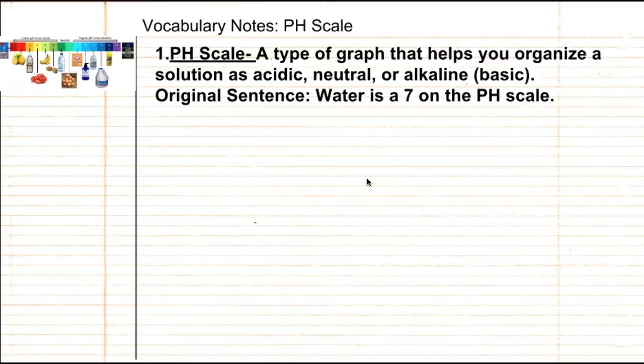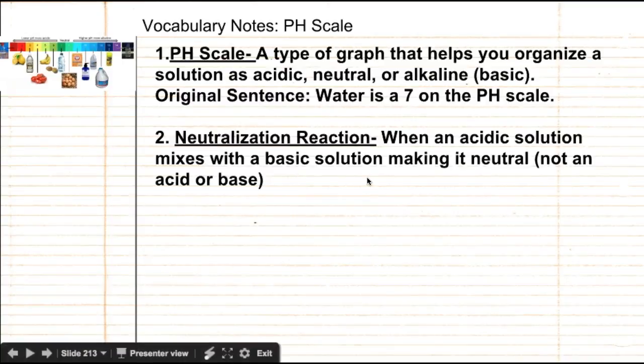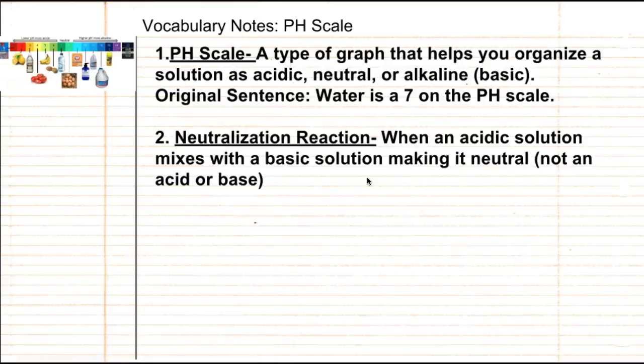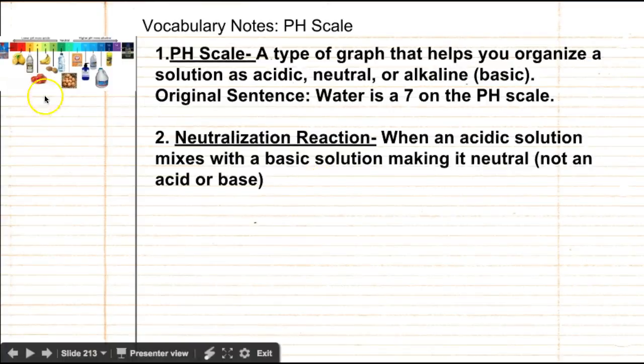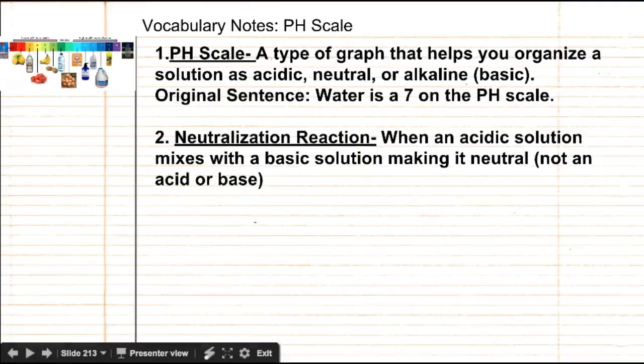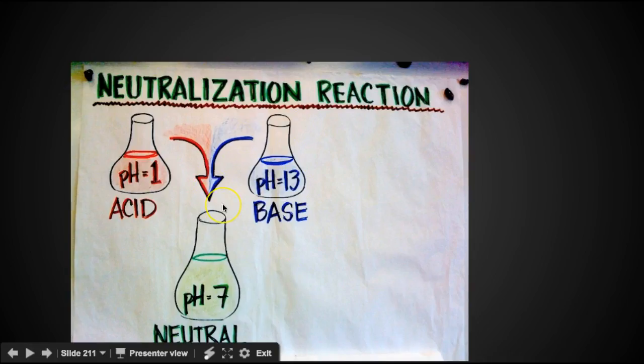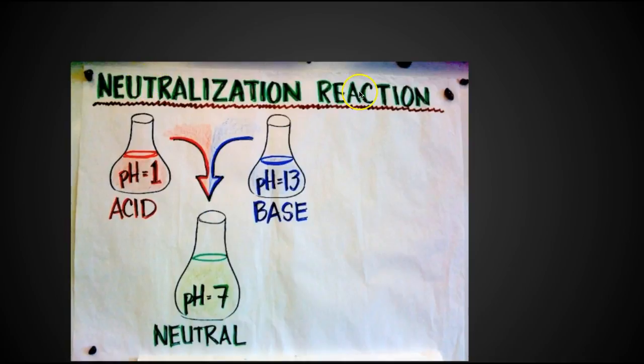For number two, go ahead and write neutralization reaction. A neutralization reaction is when an acidic solution mixes with a basic solution, making it neutral. So it's neither an acid nor a base. For example, when you mix lemon juice and baking soda, you kind of neutralize the solution. You kind of cancel each other out. It still might lean one way or another a little bit more, depending what kind of acid you mix with what kind of base. This is the drawing or the image you should draw for number two for neutralization reaction.